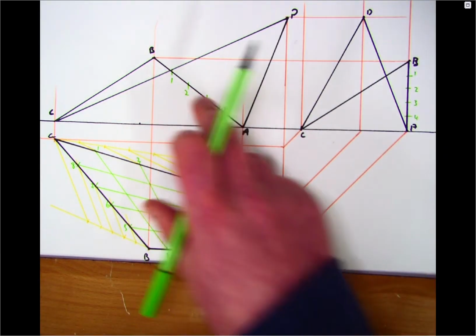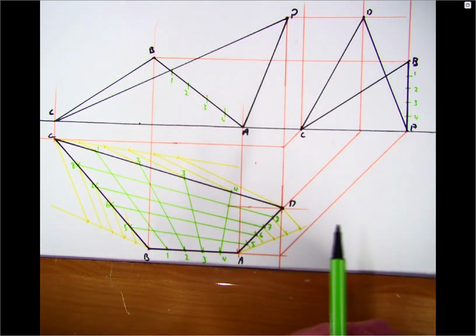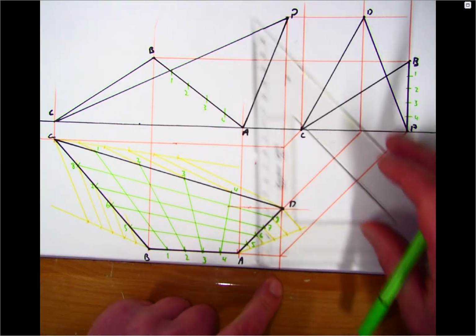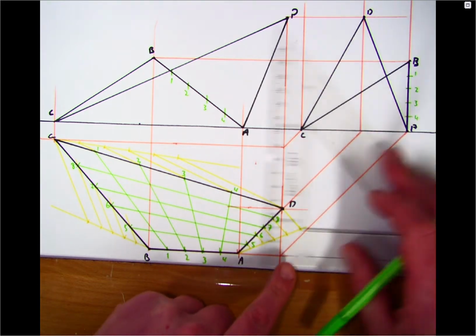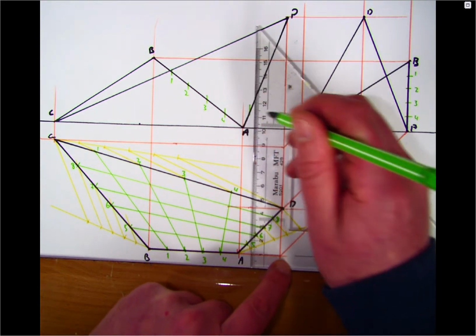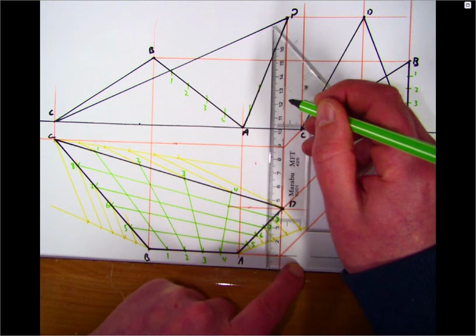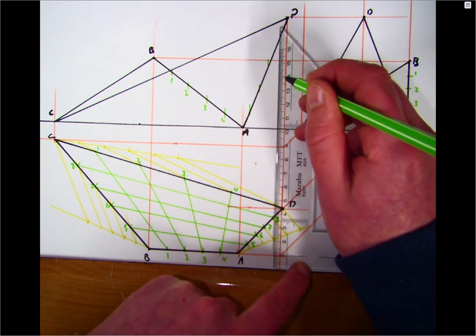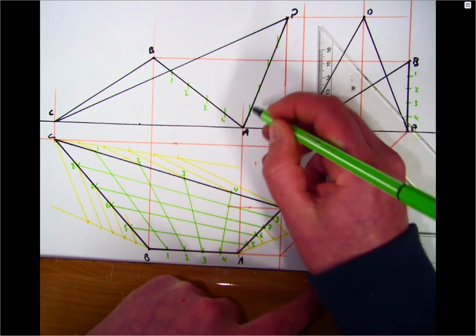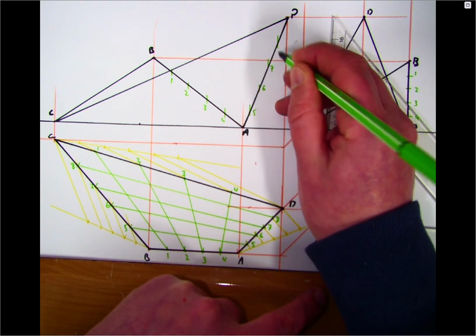And actually, in this case, for AB, because it's a vertical line, that method wouldn't have worked. So 5, 6, 7, and 8 is on the line AD. I'll start here. 5, 6, 7, and 8. So 5, 6, 7, and 8.